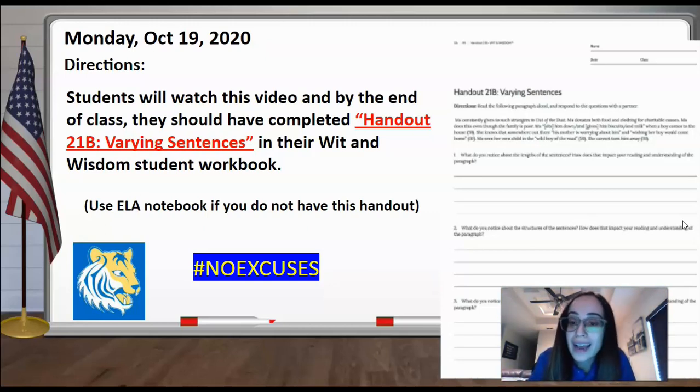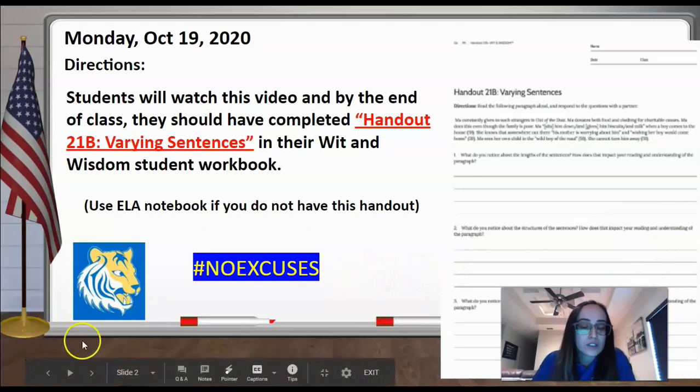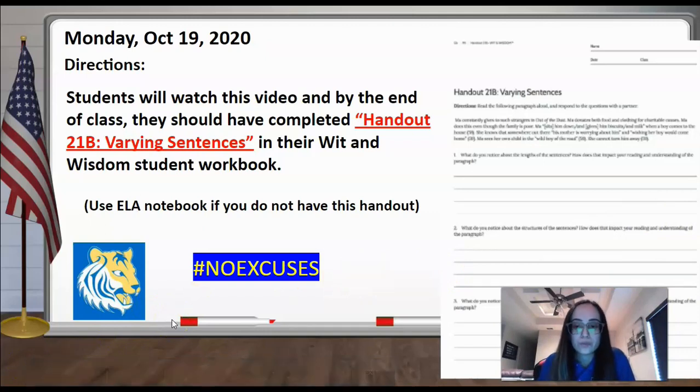If you don't have the ELA Wit and Wisdom student workbook, you do need to take these notes in your ELA notebook because you are going to be sending me a picture tomorrow, not today, tomorrow when I come back and do live classes. So, no excuses. Please make sure you do take these notes.